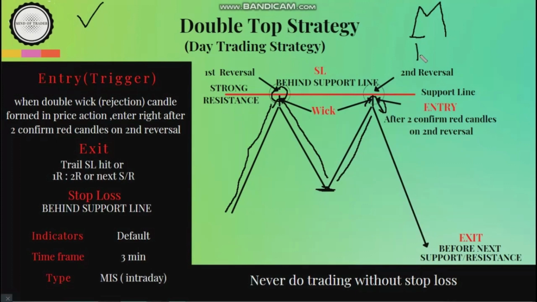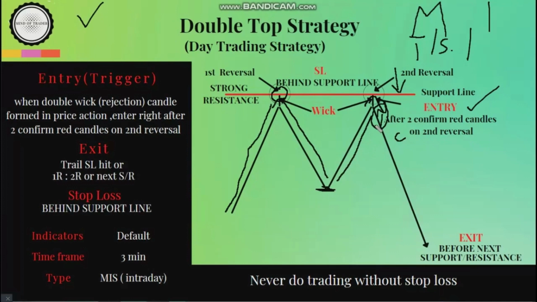This is our trade setup. And we wait for a trigger to happen. Because of the strong resistance, the second time the price action candle has taken reversal from here, it failed to break this resistance. Now the trade setup has been created. We wait for the trigger. And what is a trigger? We wait for two red candles. Once we see a confirmation of two red candles, we enter the trade.